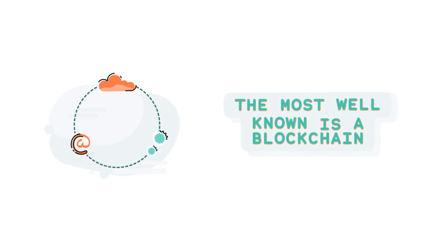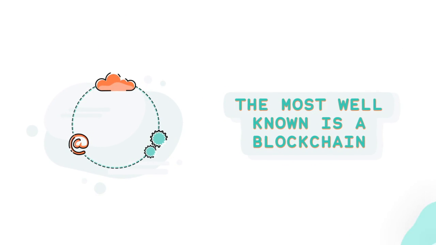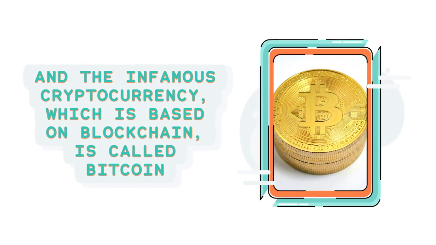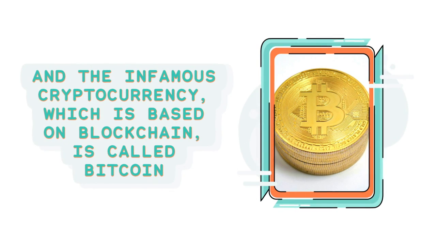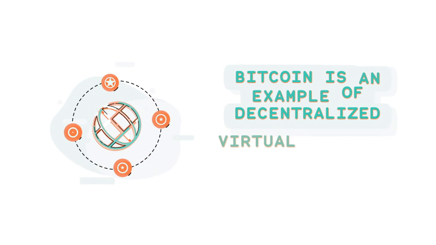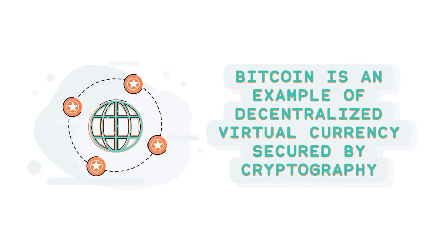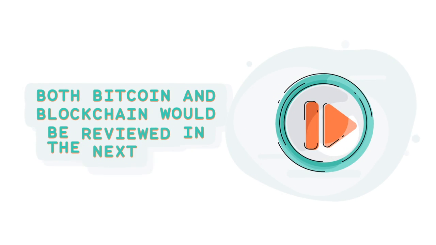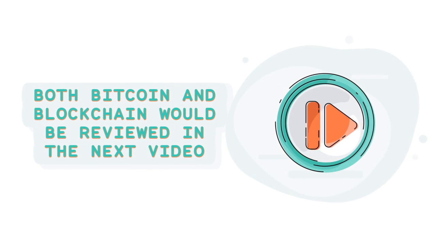The most well-known is a blockchain. And the infamous cryptocurrency, which is based on blockchain, is called Bitcoin. Bitcoin is an example of decentralized virtual currency secured by cryptography. Both Bitcoin and blockchain will be reviewed in the next video.